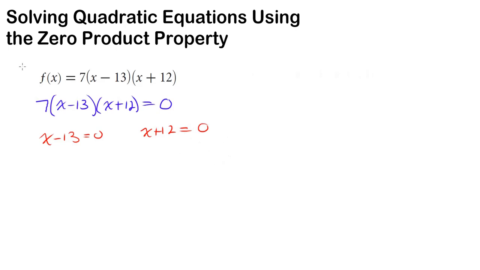And again, since these x's have a coefficient of 1, I know that my x-intercept, or my 0, is just going to be the opposite of this number. So the opposite of -13 is +13. And here, the opposite of +12 is -12.